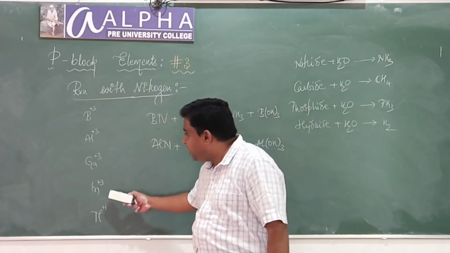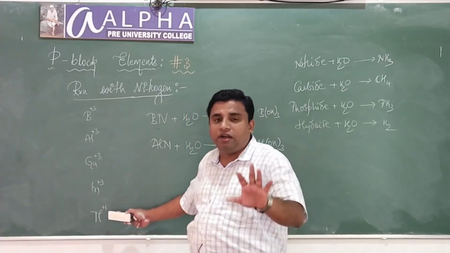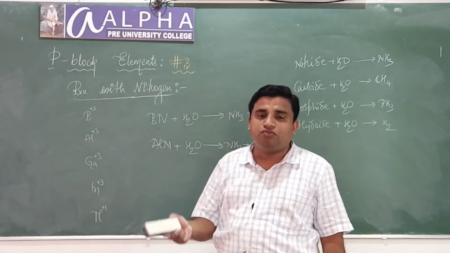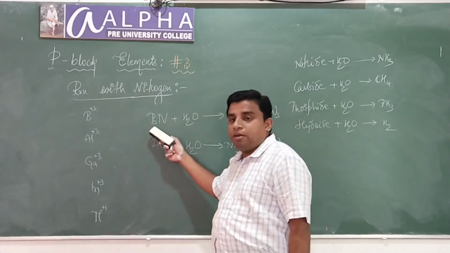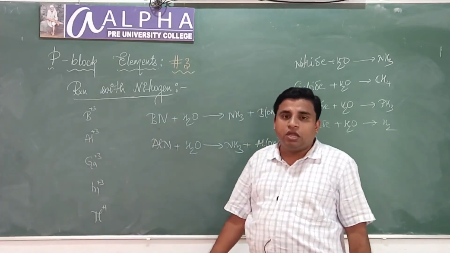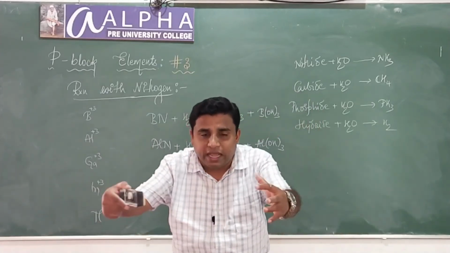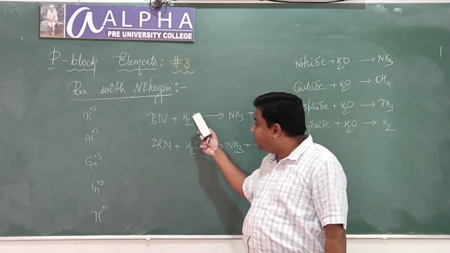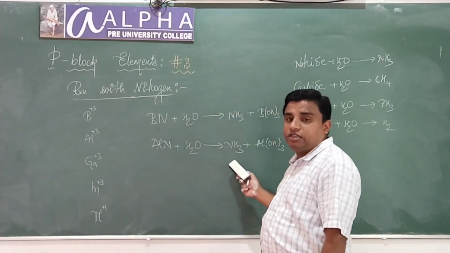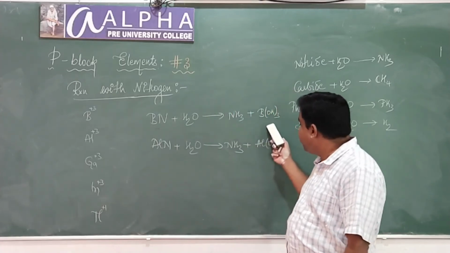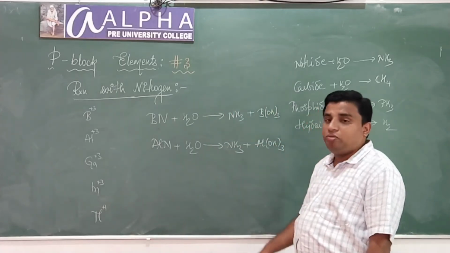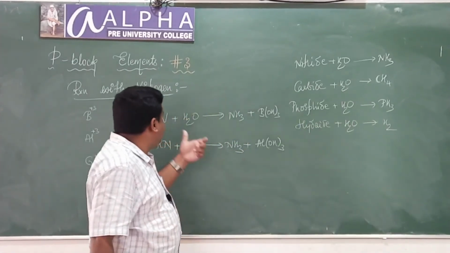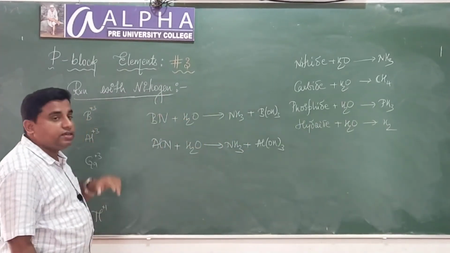Gallium, indium and thallium will not react with nitrogen. Only boron and aluminum will react with nitrogen to form nitrides of the formula BN and AlN. If boron nitrides come together, they form inorganic graphite. When nitrides of boron and aluminum are hydrolyzed, they liberate ammonia gas along with the formation of boric acid and aluminum hydroxide. So that's all about the reaction with nitrogen.